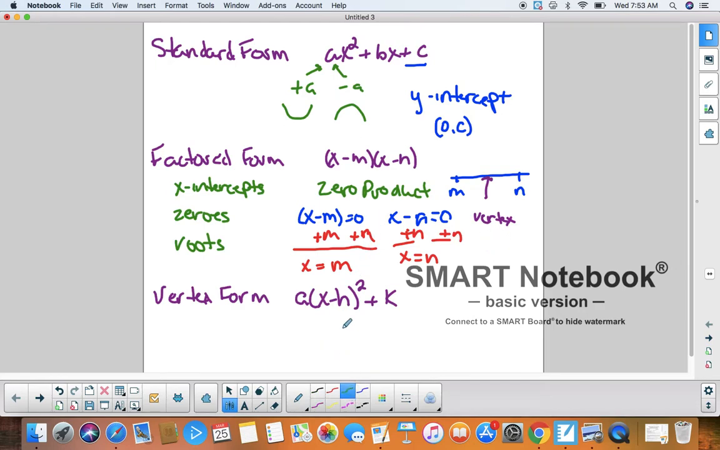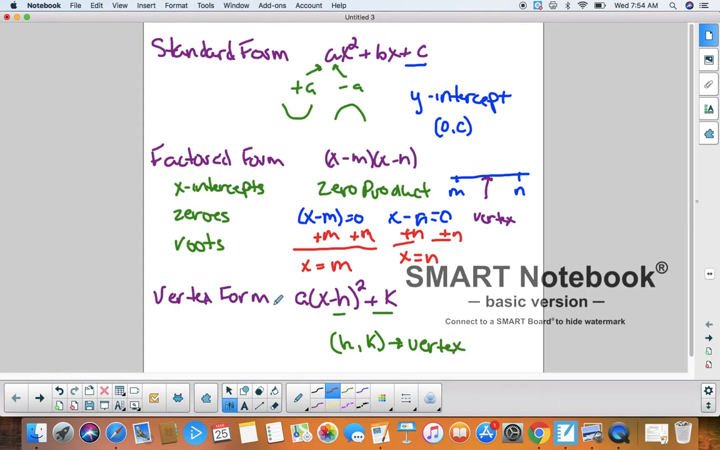Now what we know is that if we have it in vertex form, we're actually given the location of our vertex with these two numbers. And just like back here in factored form where the root ends up being the opposite of the number in the parenthesis, the coordinate for x in our vertex is the opposite of this number in the parenthesis. So if h was positive, then for your vertex it would become negative. If it was negative, it would become positive. But the y-coordinate just stays whatever this value is at the end. So this is now the coordinate of my vertex.